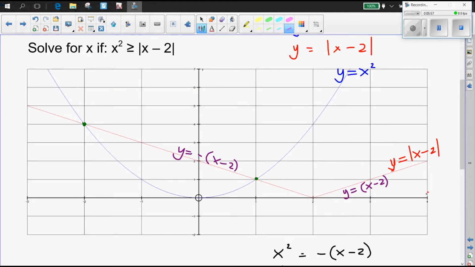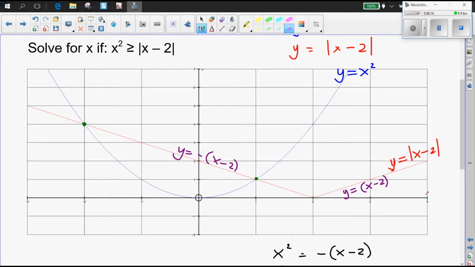Now that we found the points of intersection, at these points we need to find the values of x where the y values of your parabola are more than the y values of your absolute value graph, because your inequality says x squared must be greater than or equal to the absolute value of x minus 2.